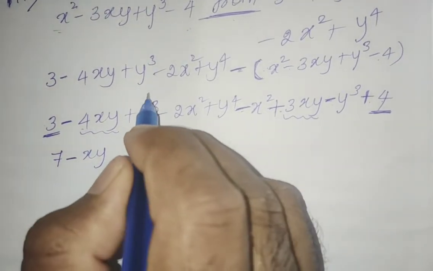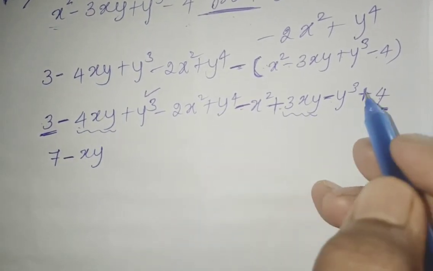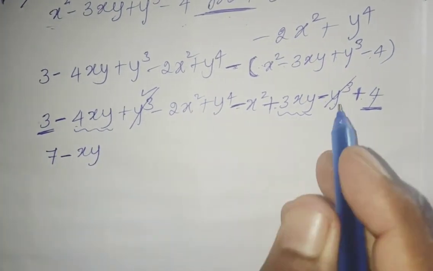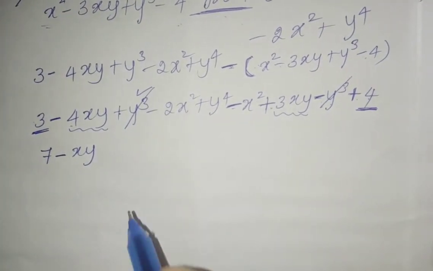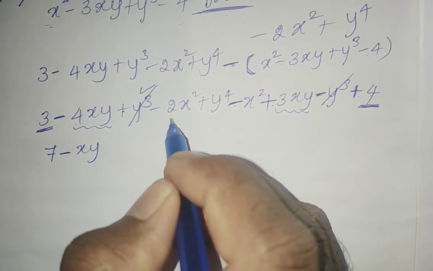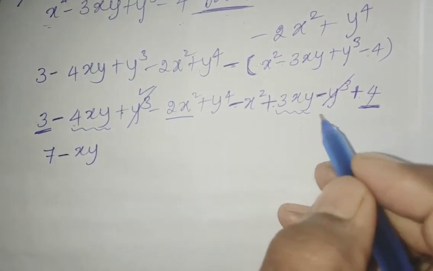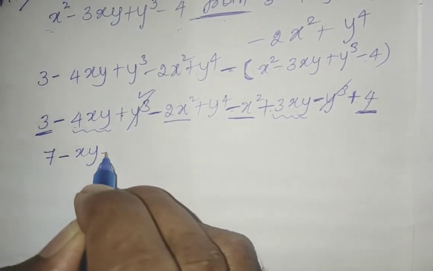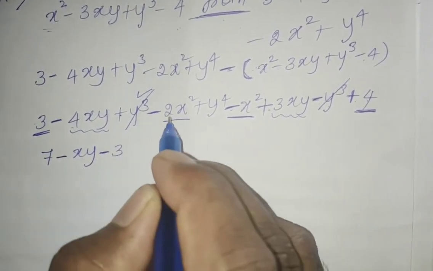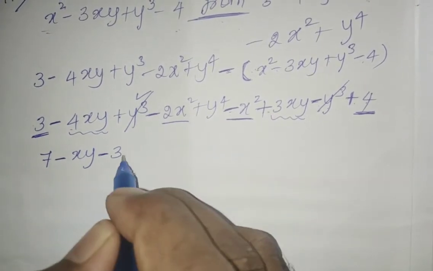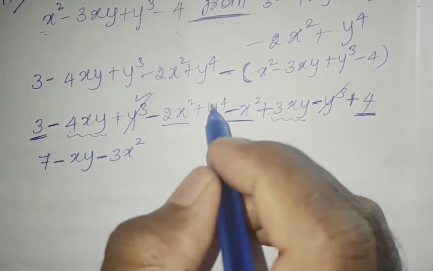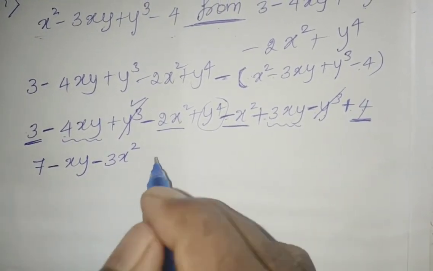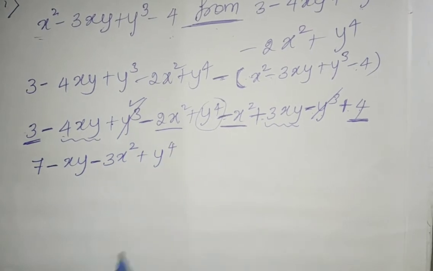Then y cube. Is there any other y cube? Minus y cube is there, so it cancels. 1 minus 1, 0. 0 y cube means 0 only. Then minus 2x square, and here minus x square. Minus 2 and here minus 1 becomes minus 3x square. Then y raised to 4. Is there any other y raised to 4? No, it is only one y raised to 4. Keep this as it is.